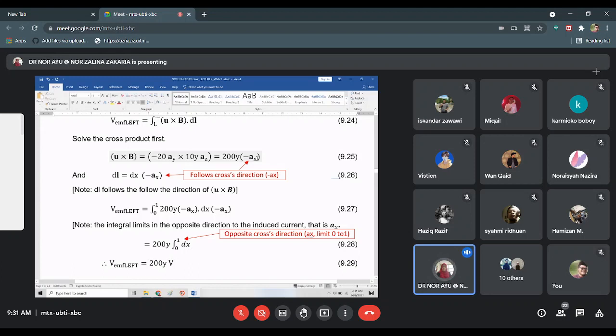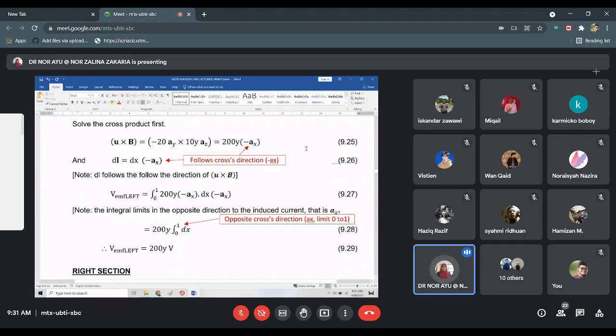Okay, so here AY cross AZ is positive, B is negative 200 YAX. So we take the negative value and put it at the direction. So it means that the direction is negative AX. Okay, so you know that DL just now was DX, and then we need to follow the direction of the cross product. So the cross product we know is negative AX, so that's why we put the direction of this DL as negative AX. Okay, so I wrote here an extra, follows the cross product's direction, which is negative AX.